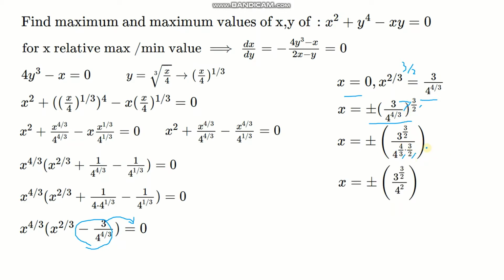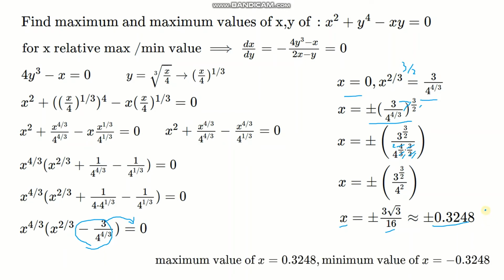So it becomes 3 to the 3 over 2. In the denominator part, the 3s cancel, and 4 and 2 become 2. So we have 4 squared remaining. So simplifying, x equals plus or minus 3 square root of 3 over 16. So approximately plus or minus 0.3248.